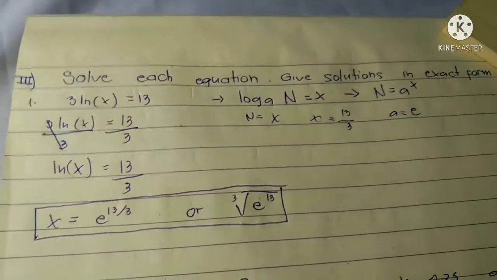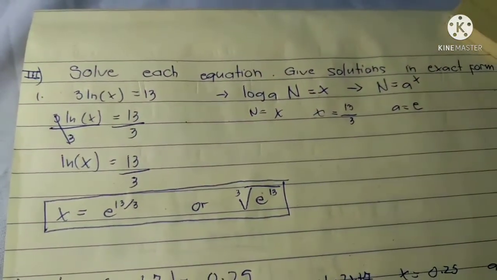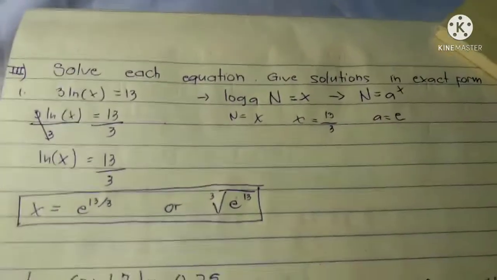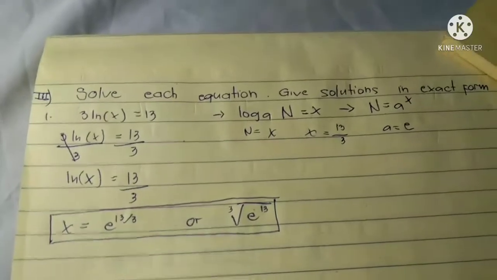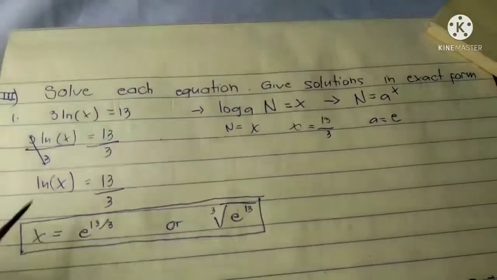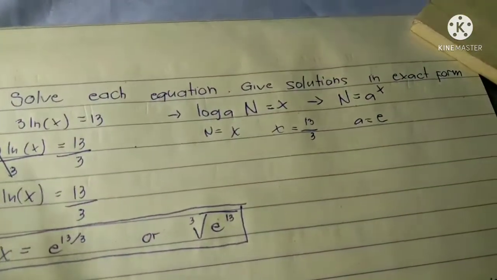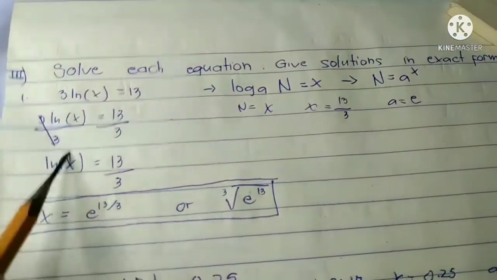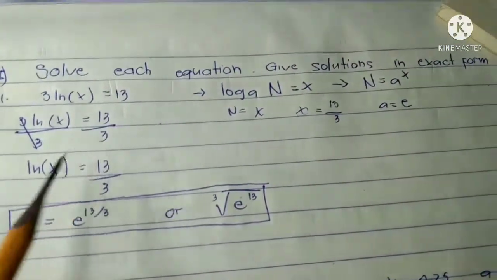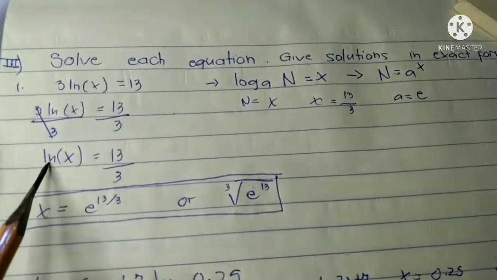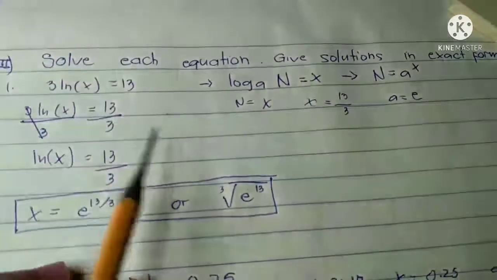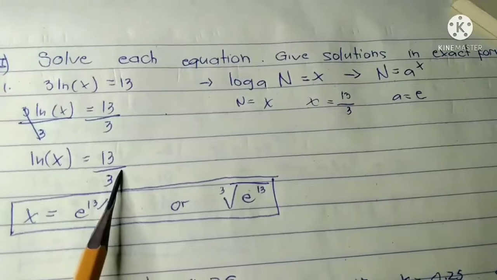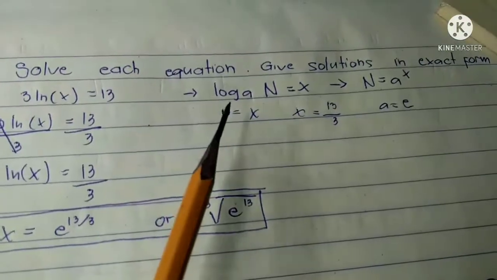So hello, for part 3 we're going to solve each equation and give solutions in exact form. For number 1, we have 3 ln x is equal to 13. First, I cancel the 3 and divide this side by 3, and I will get ln x is equal to 13 over 3.